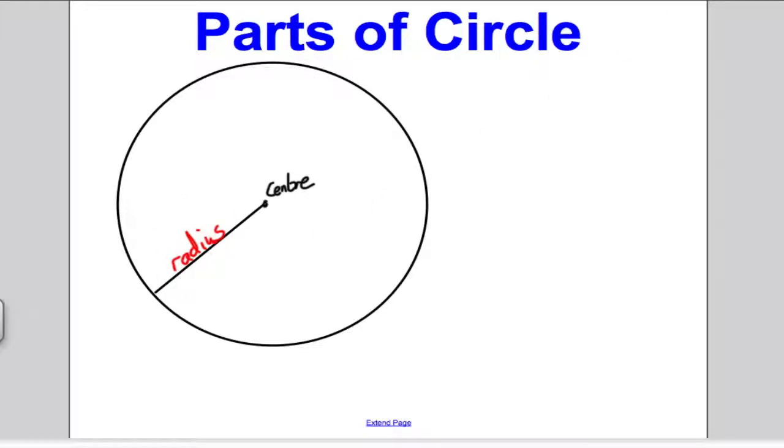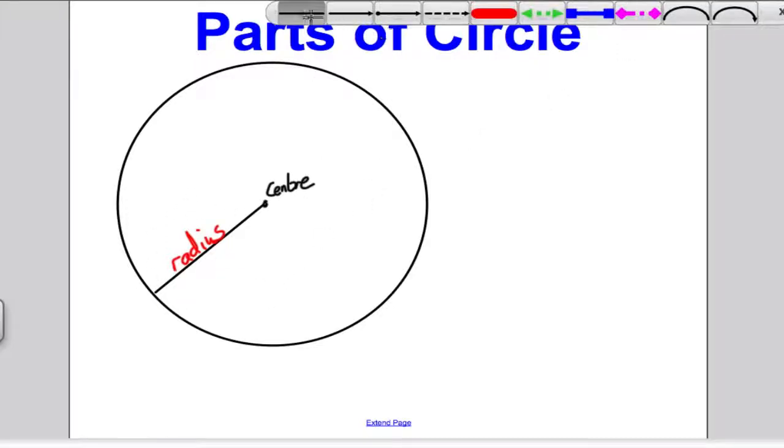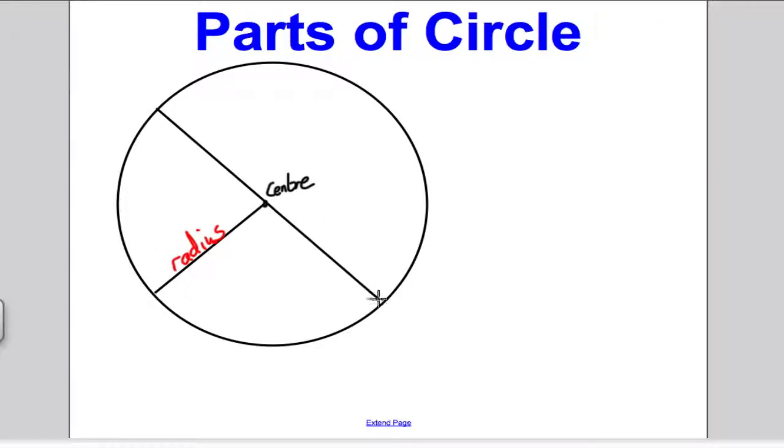So a radius. Now, a line that goes through the center from one edge of the circle to the other, but it must go through the center, is called a diameter. So this one here is called a diameter. And you should see from that that the diameter is obviously 2 lots of the radius. So it's 2 times the radius. Because the radius just goes from the outside to the center, the diameter goes from the outside to the center and back to the outside. So they're 3 important things of a circle.